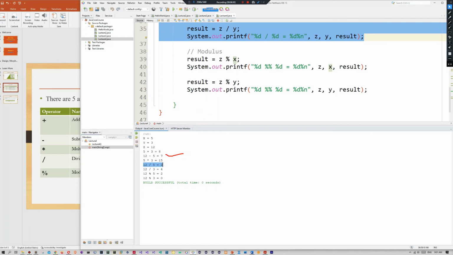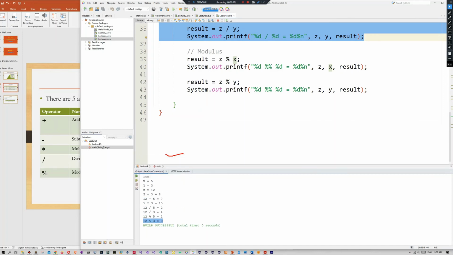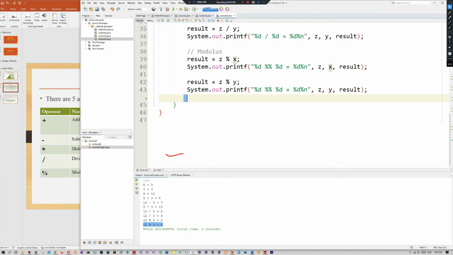Okay, next, z is divided by y. Z is 12, y is 3. So 3 equally divides 12 4 times and the remainder is 0. So it returns only 0, nothing else, because there is no fractional part. This is how the modulus operator operates. Okay, I have discussed all the 5 arithmetic operators.